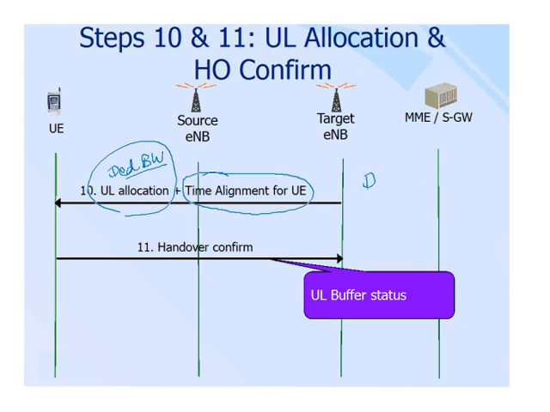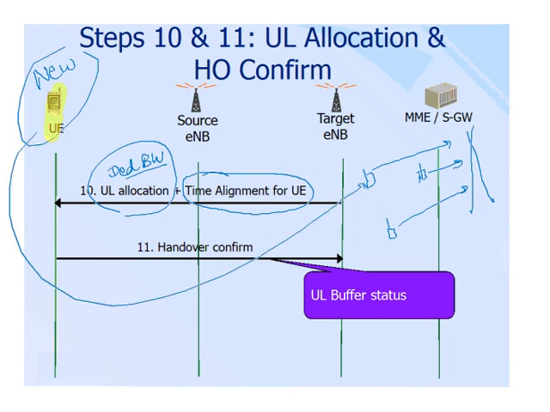So all the UEs in a given cell, when they are sending their signals, the received timings of those signals should be approximately the same. So we want to make sure that this new UE who just arrived in that cell is also in sync with every other UE inside that cell. So that's why it's important to provide the timing alignment.